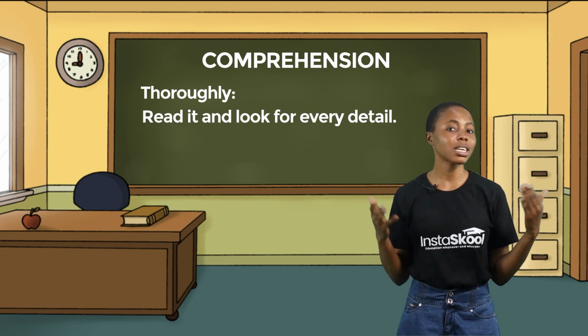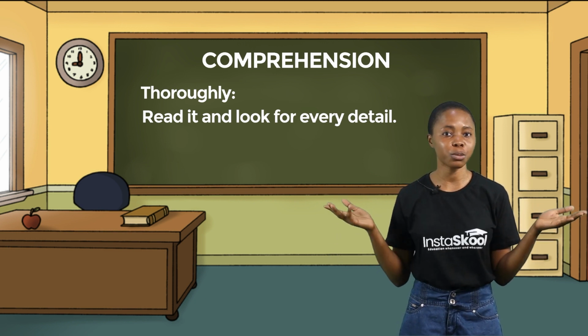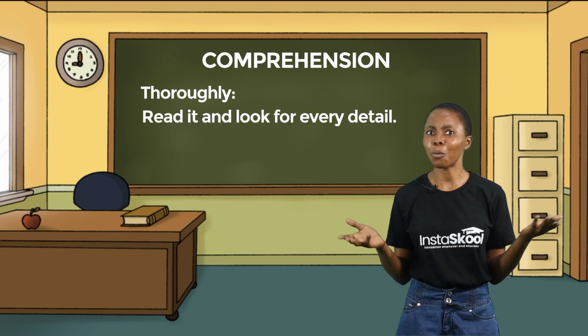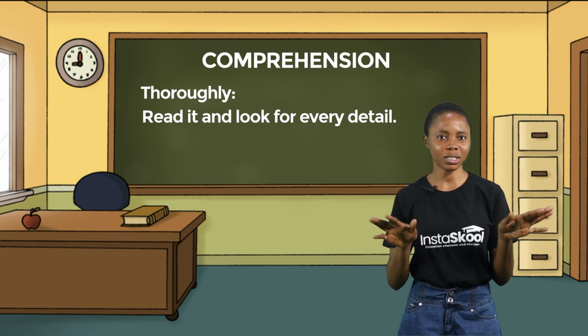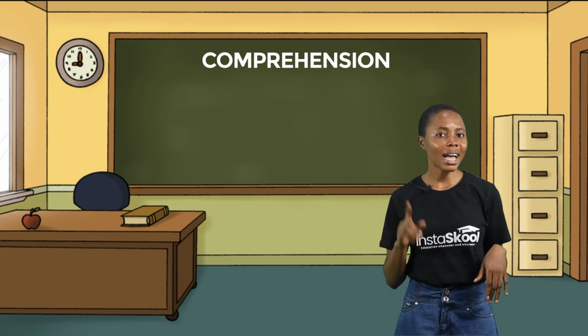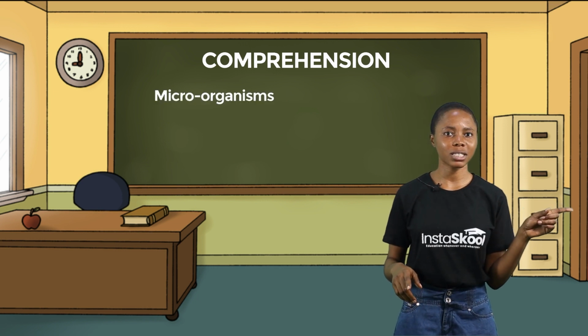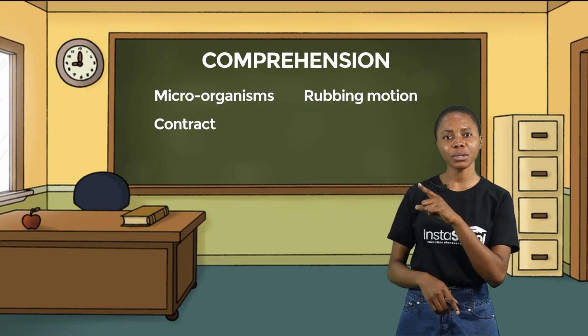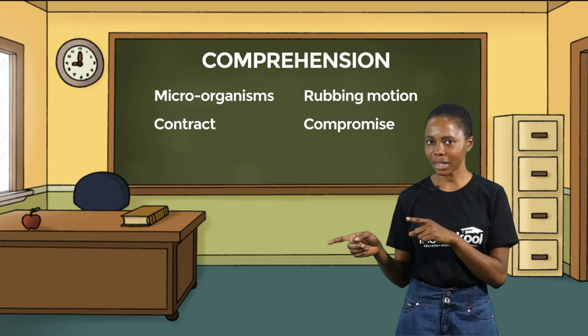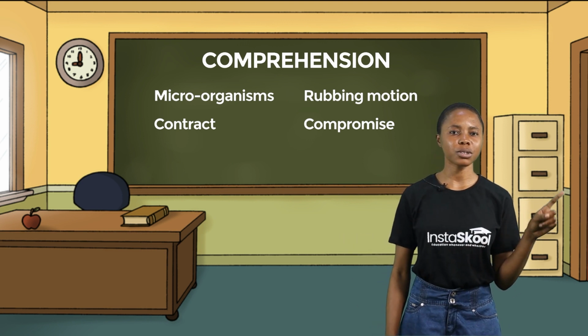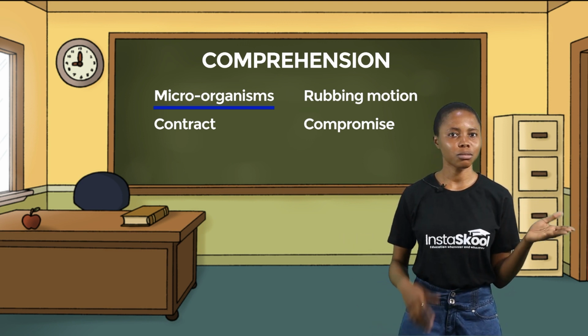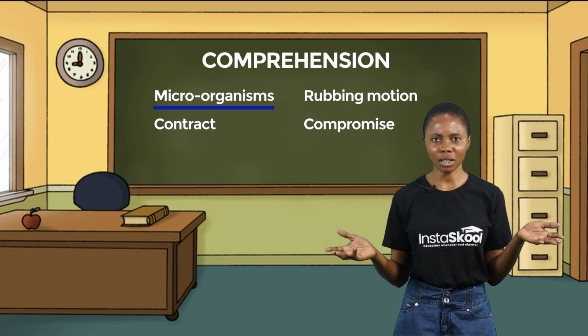These are words you might have come across as you were reading and guessed, oh my gosh, what does this word mean? Don't be bothered, I'm here to explain them. And they are microorganisms, contract, rubbing motion, and compromise. The first one is what? Microorganisms. You don't understand what microorganisms are.